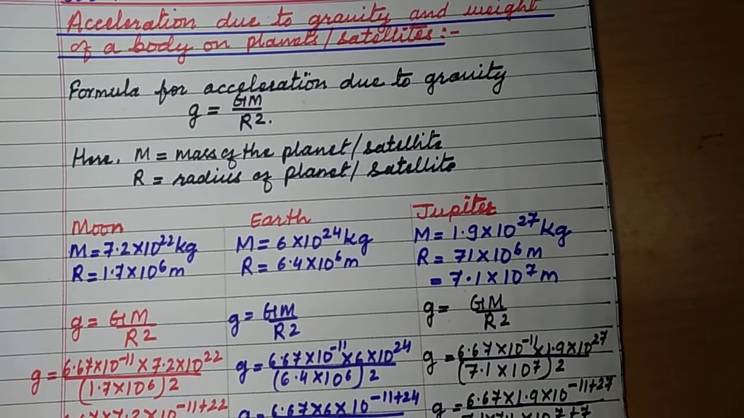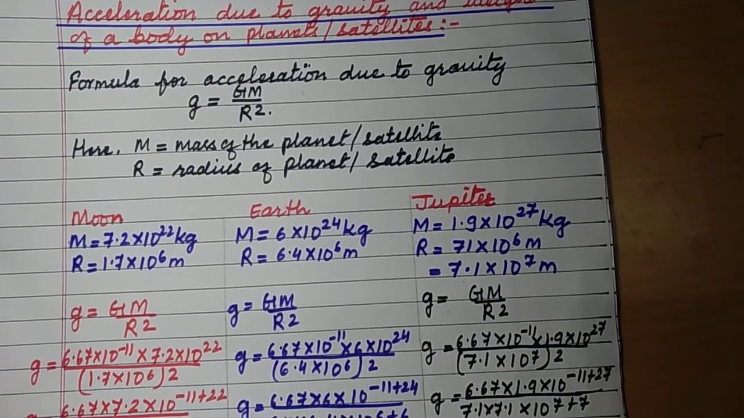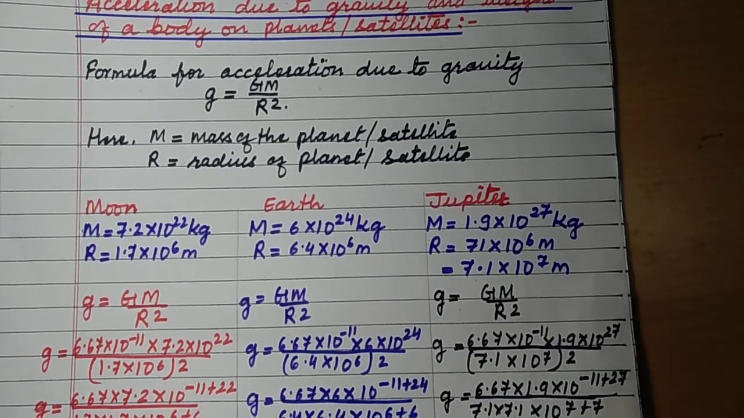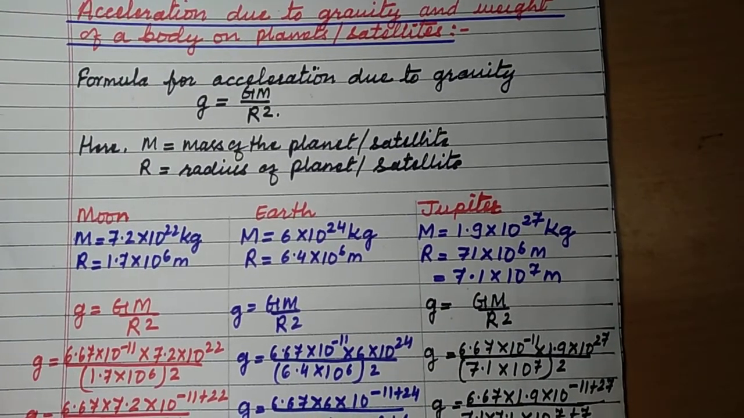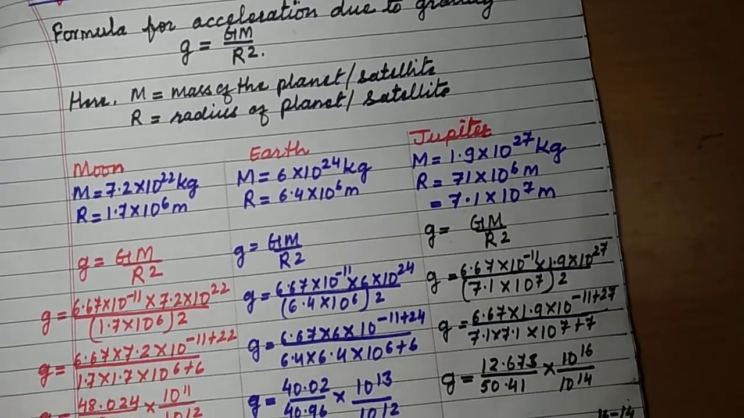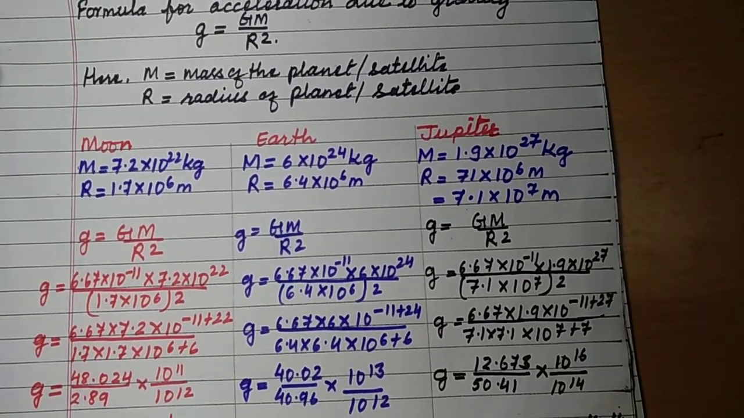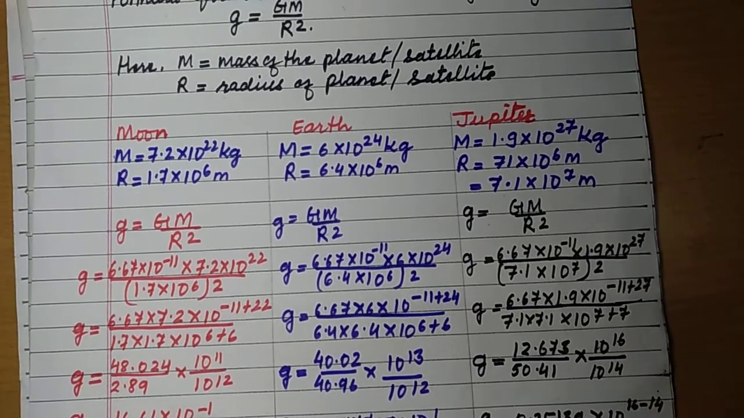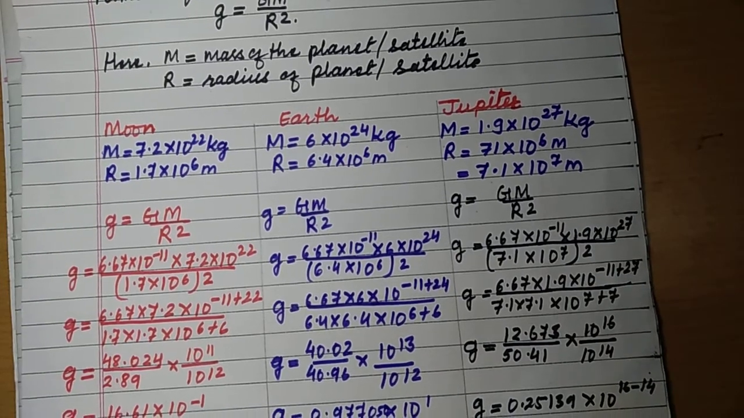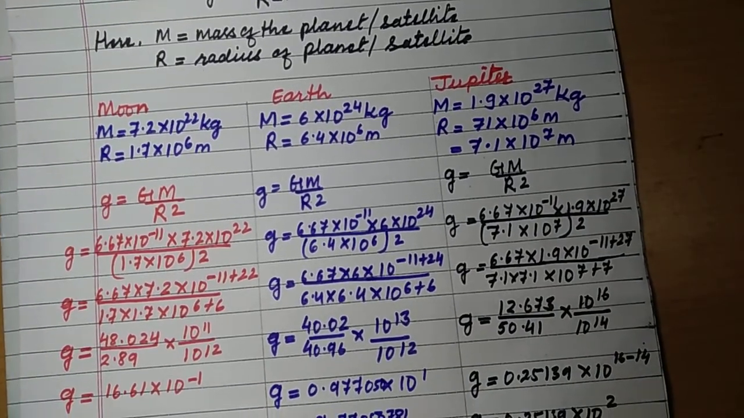Here, we are going to see the value of small g, acceleration due to gravity, on the moon, on the earth and on Jupiter. We are going to see that the value of g is different on different planets and satellites. The calculation is done over here. Why do we have a different value of g on different planets and satellites? We are going to see here.